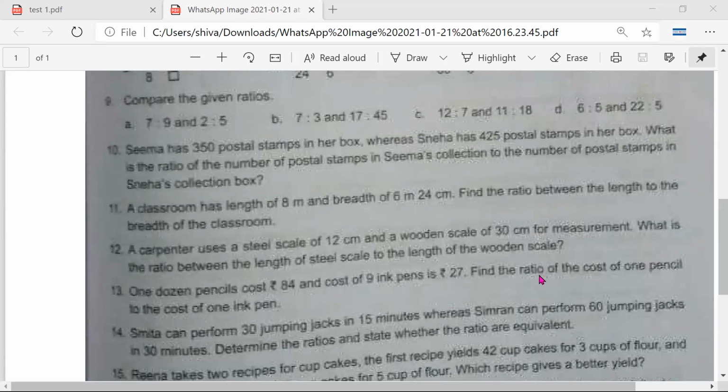So, Mr. Sarthak, you were able to do question number 10? Yes, sir. Okay. Can you tell me how to do this? So we had to do it with statements, right? Okay. What is your answer? So my answer is 14 is to 17. Okay.